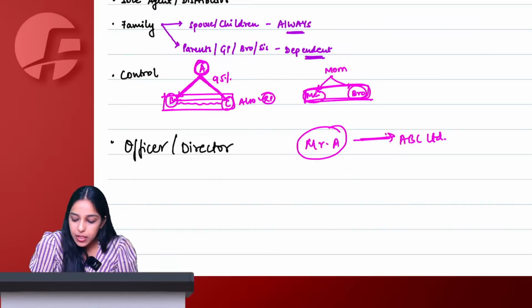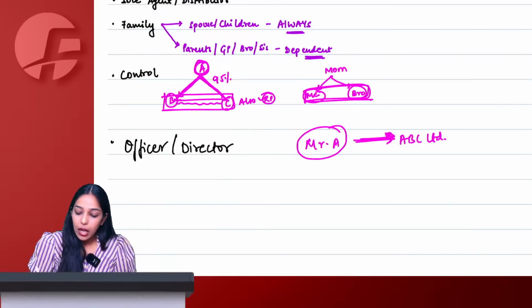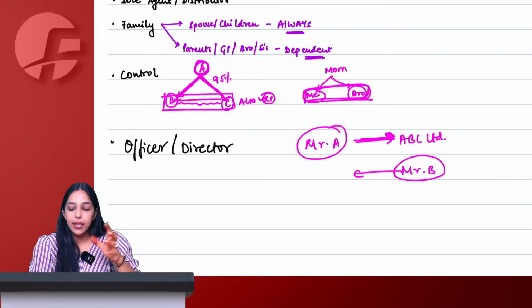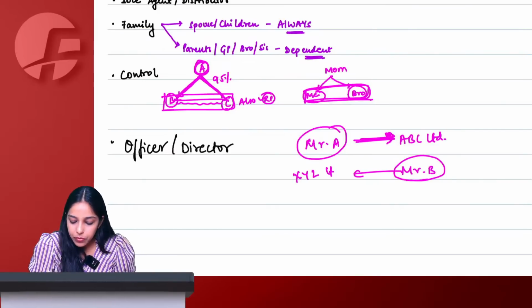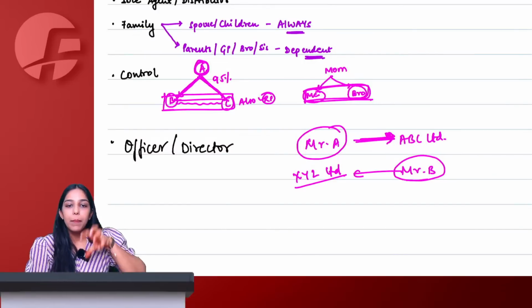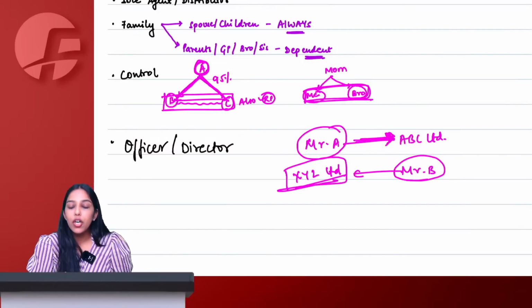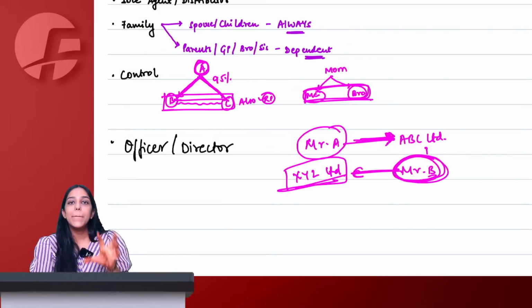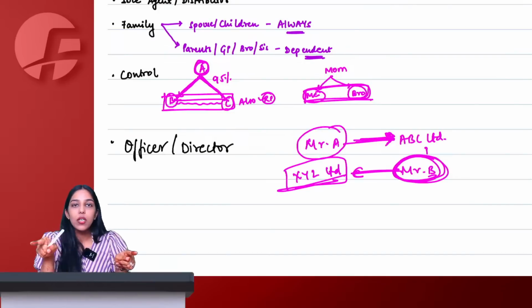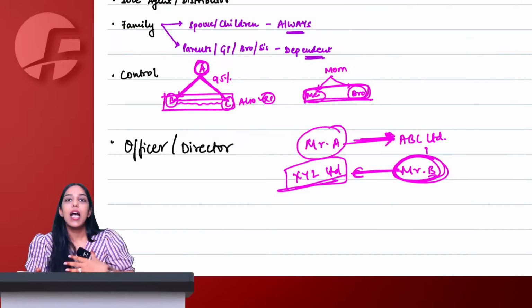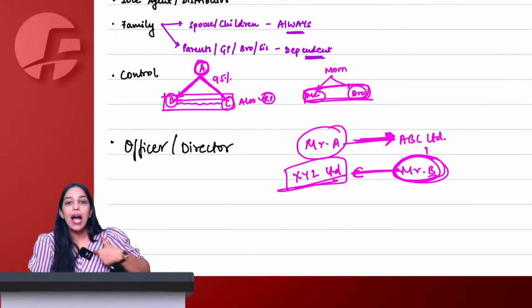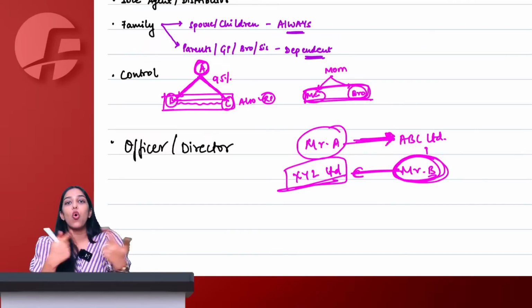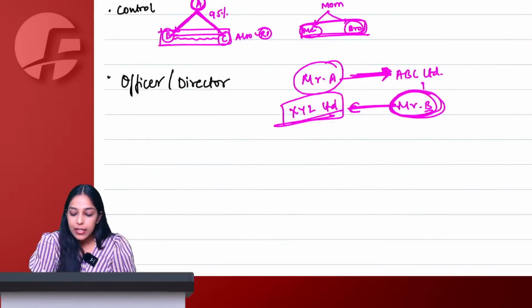Also, let us say Mr. A is a director in ABC Limited, and there is Mr. B, who is a director in another company. Like there are two companies, let us say XYZ Limited and ABC Limited. Now, Mr. A, being director of XYZ, is also director of ABC, and Mr. B, who is a director of ABC, is also director of XYZ. Basically, there are two people who are officer or director in one another's business. I have a business, my brother has a business. I am a director in my brother's business, my brother is a director in my business. Then we both also become related person.